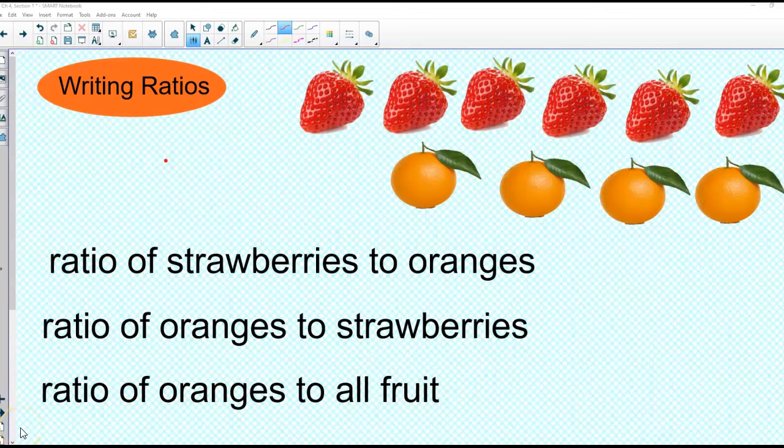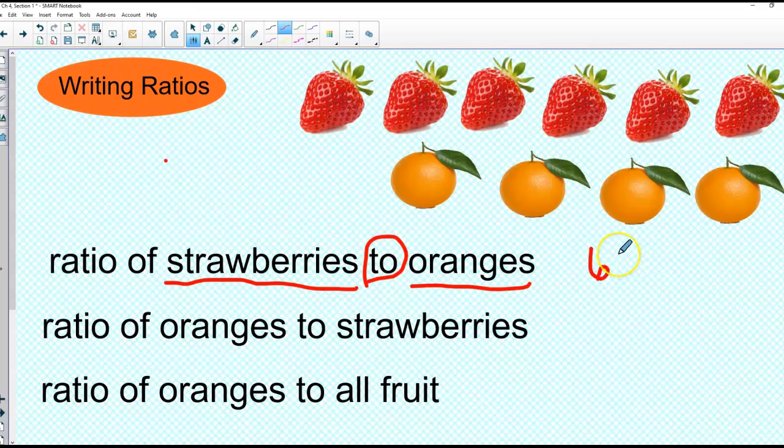So let's look at another example. We can see pictures of strawberries and pictures of oranges here. So the first one, we're asked to write a ratio of strawberries to oranges. Again, look at the order. Strawberries is first. Here's my word to, and then oranges. So if we count the strawberries, there is 6 strawberries to 4 oranges.